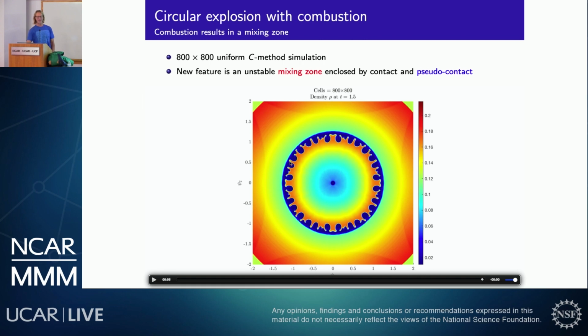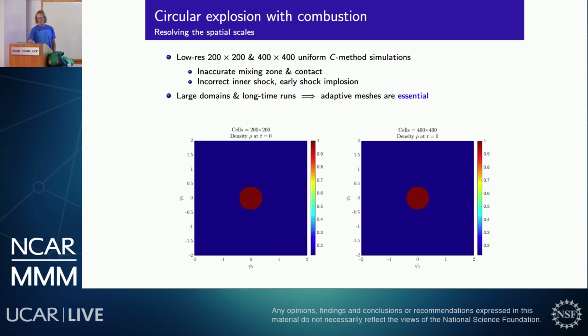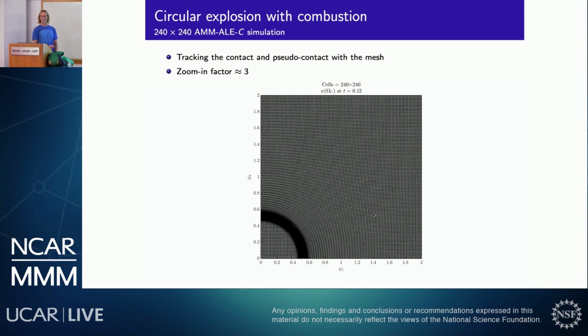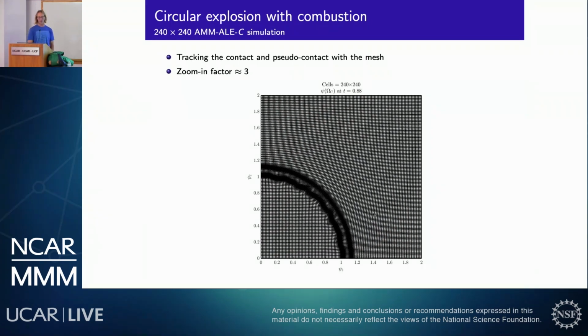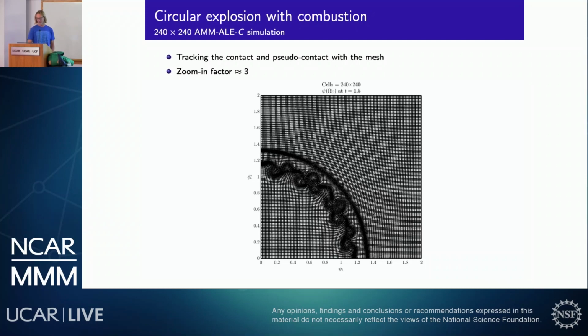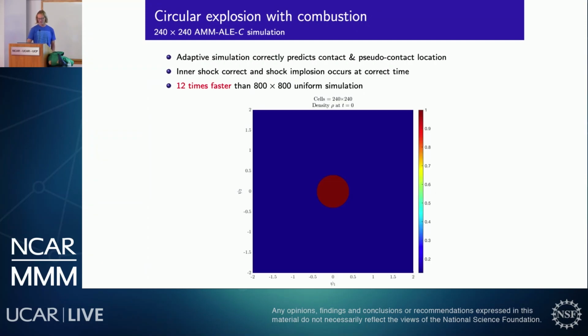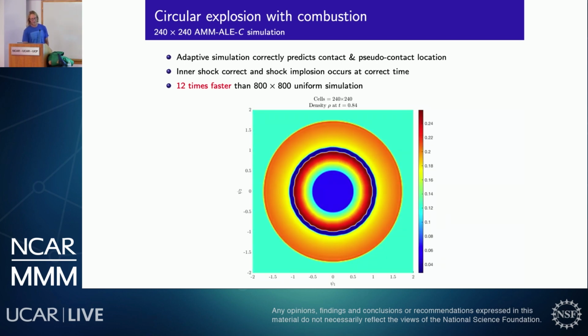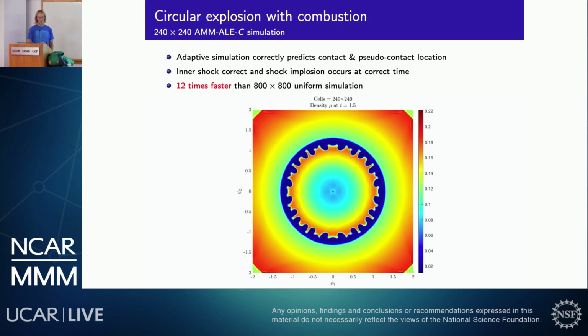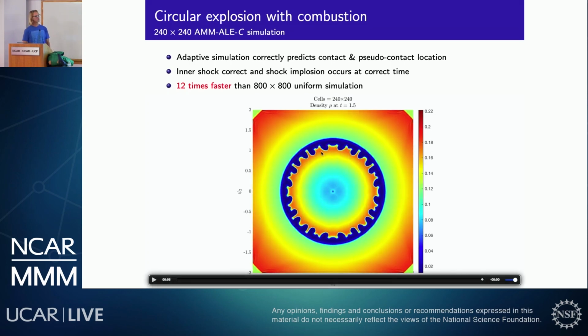And so this is exactly the motivation of the idea: the adaptive meshing can track both the contact and the pseudo-contact. So the first simulation I showed you was 800 by 800. This is 240 by 240 using our adaptive meshing, and it's 12 times faster than the original simulation. And it captures this highly unstable contact and all of the mixing zone quite accurately.